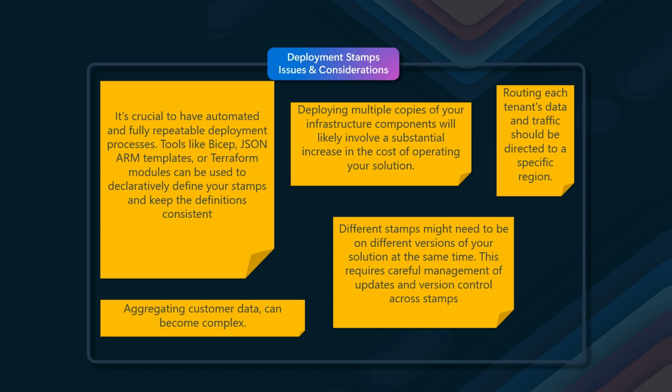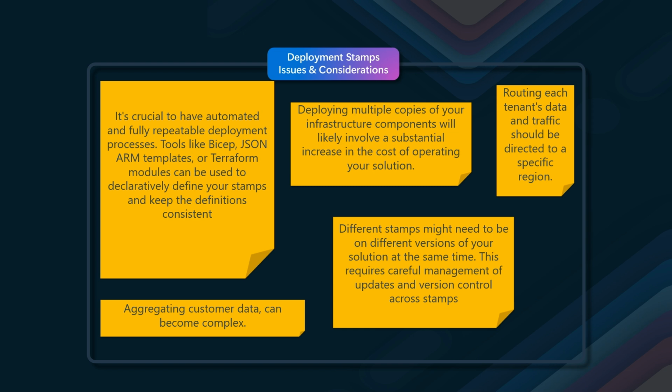Routing traffic to a correct stamp for a given request can require an additional component to resolve tenants to stamps. This component needs to be highly available to ensure reliable traffic routing.